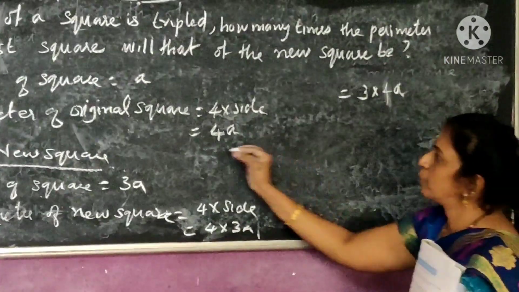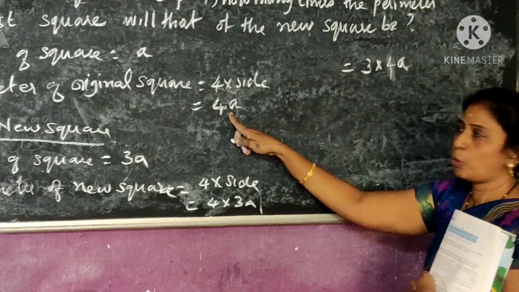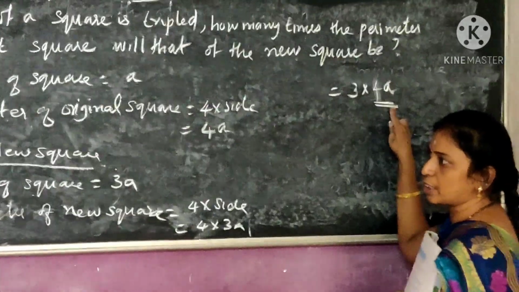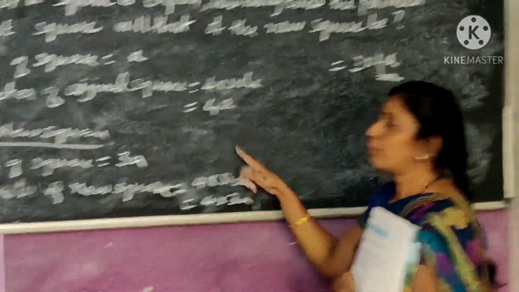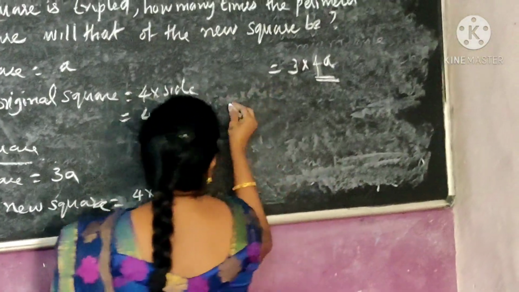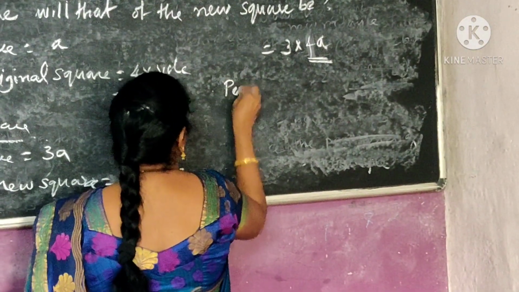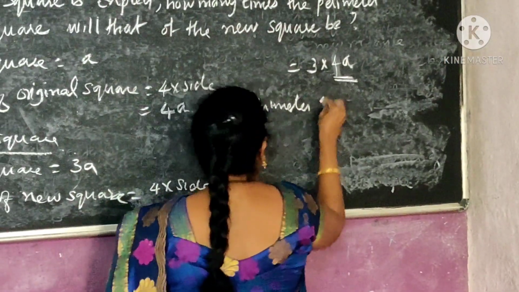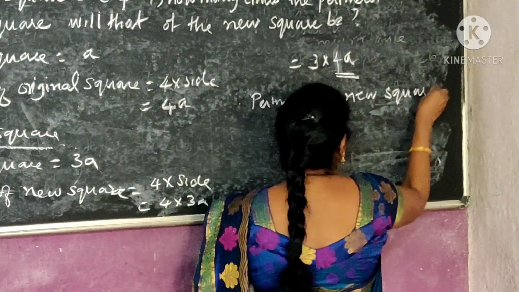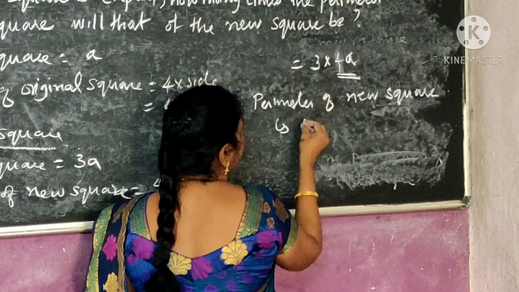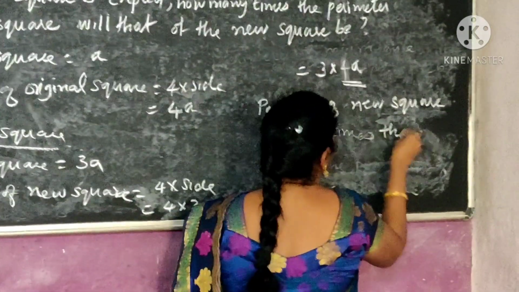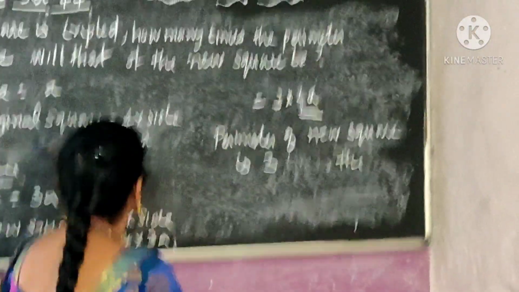Why did I do it like this? Because perimeter of original square is what? 4A. So now this is 4A. So it is 3 times the original square. So perimeter of new square will become 3 times the original square. Therefore, perimeter of new square is 3 times the perimeter of original square, that is 4A.